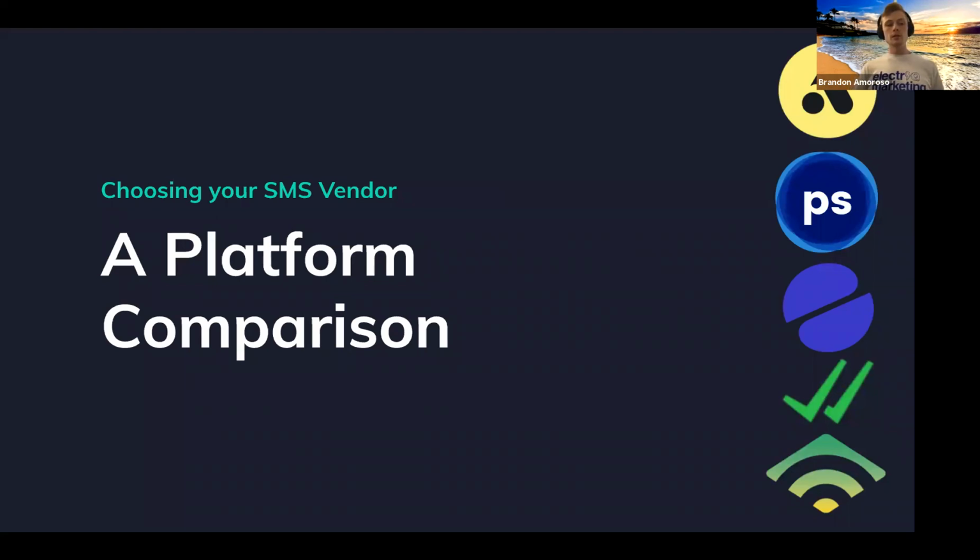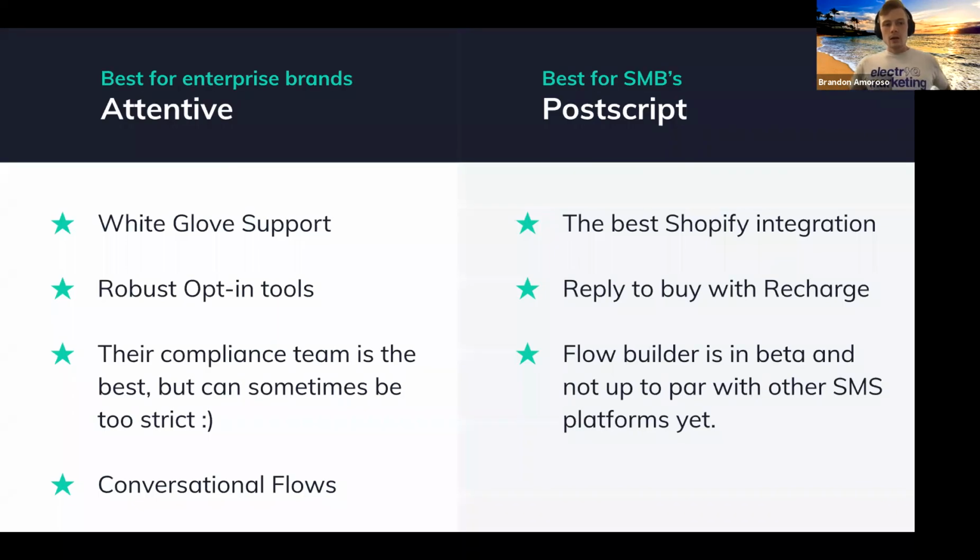So now I'm going to go into how to choose your SMS vendor, and essentially go through the 5 that we're most familiar with. So to start, you have Attentive, and really where I think they perform best for our clients is enterprise brands and also companies that are looking for more of that white glove support. They have robust opt-in tools. They have those really advanced conversational flows like you saw on the screen share a couple of minutes ago.